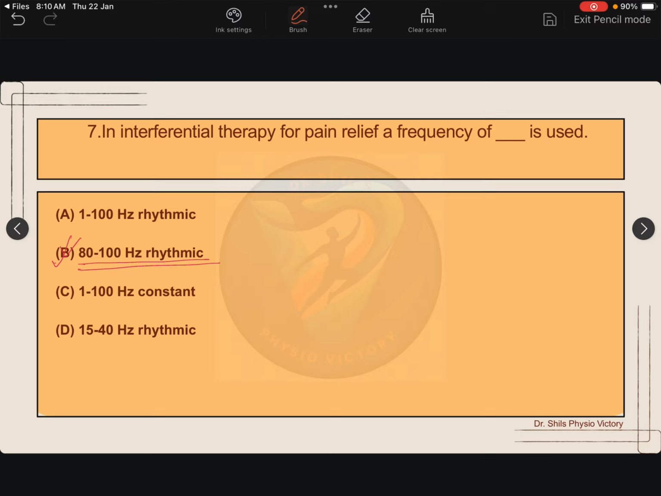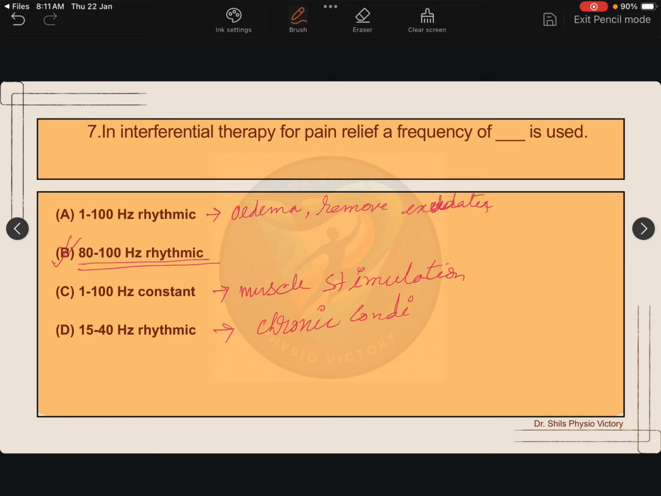Rhythmic basically prevents accommodation. 1 to 100 Hz rhythmic is for edema, to reduce or remove exudates. 1 to 100 Hz constant is for muscle stimulation, and 15 to 40 Hz is for chronic conditions.